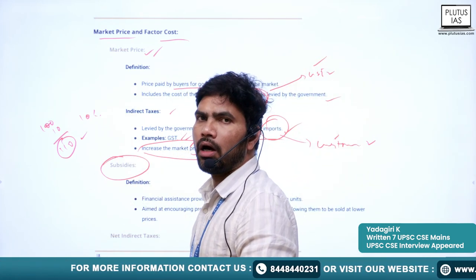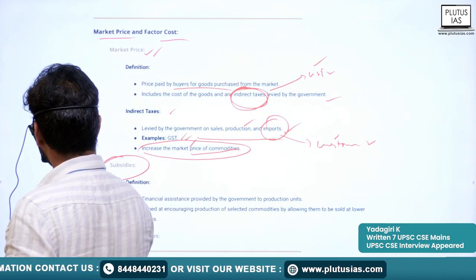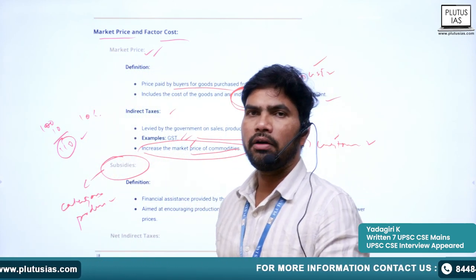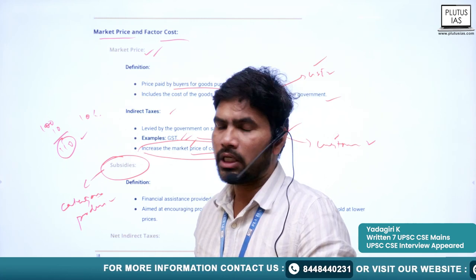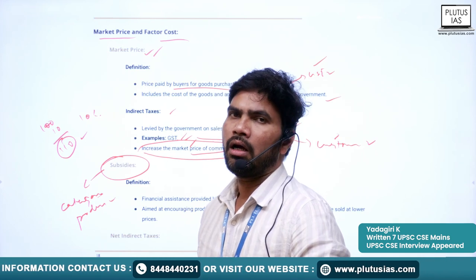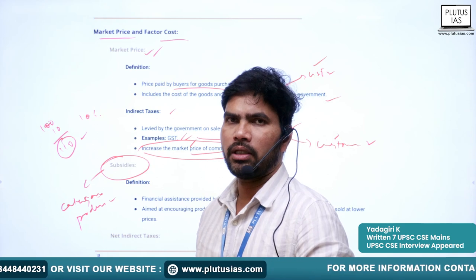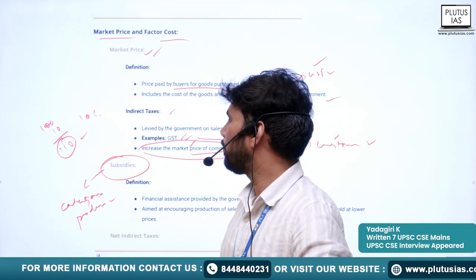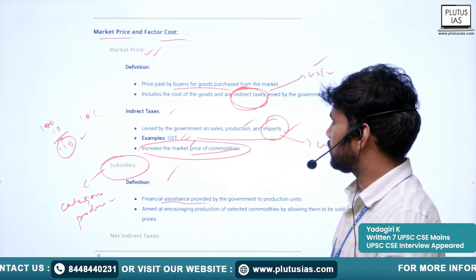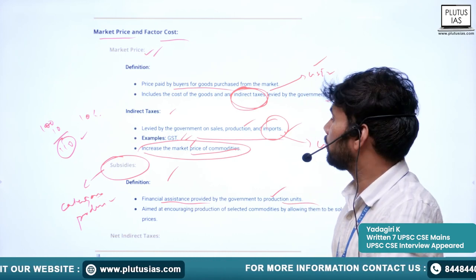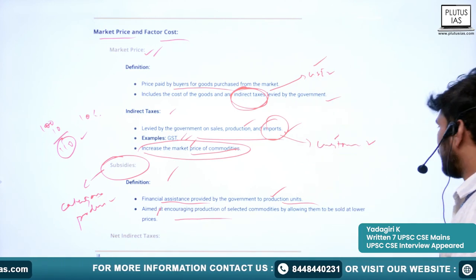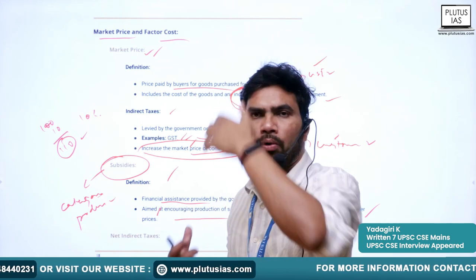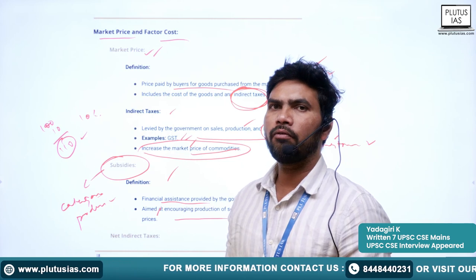Similarly, the government also gives subsidies to encourage production of certain products or certain categories of products. For example, farmers need fertilizers. Fertilizer production is a complex process, so generally we see a shortage of fertilizers. To encourage further production of fertilizers, the government provides subsidies. The major purpose of subsidy is this. The definition is financial assistance provided by the government in the production process to production units. It is aimed at encouraging production of selected commodities by allowing them to be sold at lower prices. Whenever they are allowed to be sold at lower prices, there will be more demand. When there is more demand, the producers will come forward to produce more.